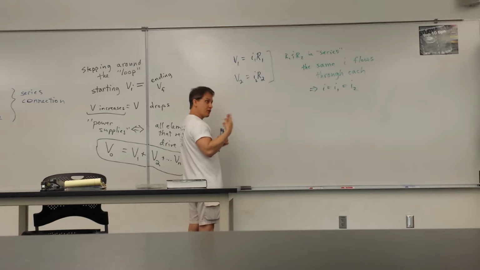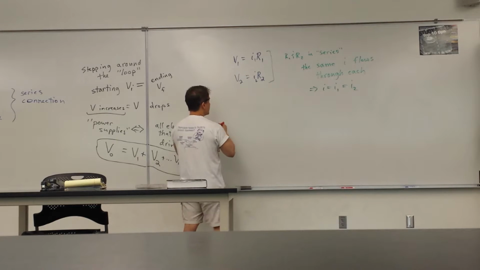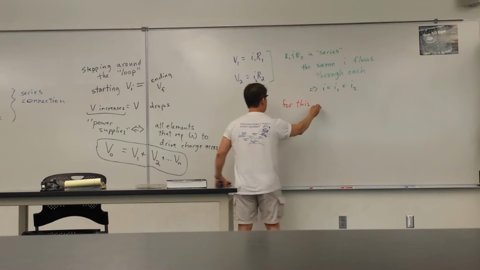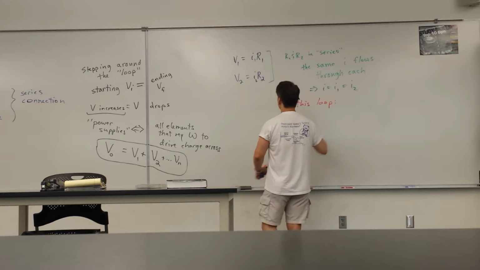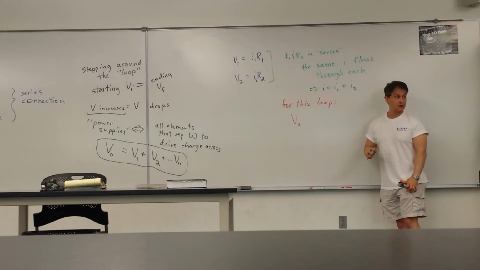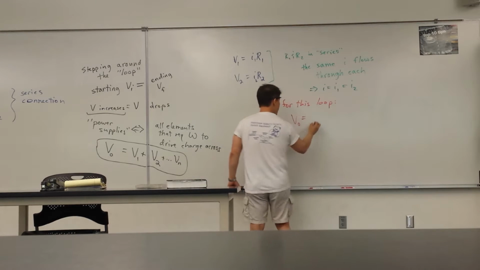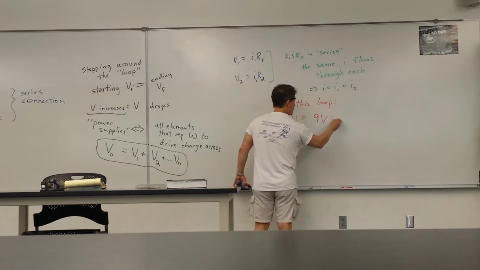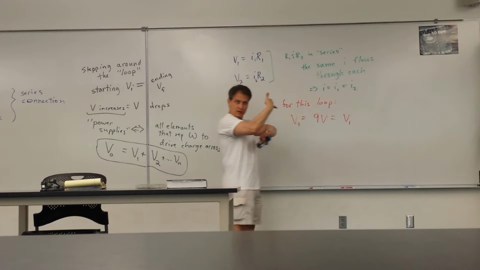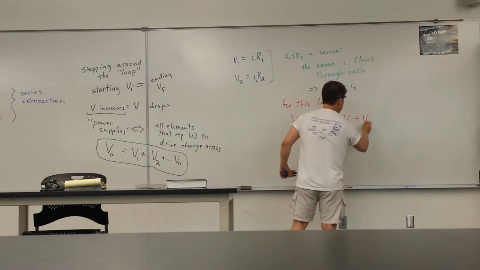Well, I can approach it this way. When I have one loop, usually the easiest way to start is to say, for this loop, the voltage rise from the power supply, which will drive the electric charge around the loop in the first place. Well, that's 9 volts. That will be equal to the potential difference across that first resistor, plus the potential difference across the second resistor.